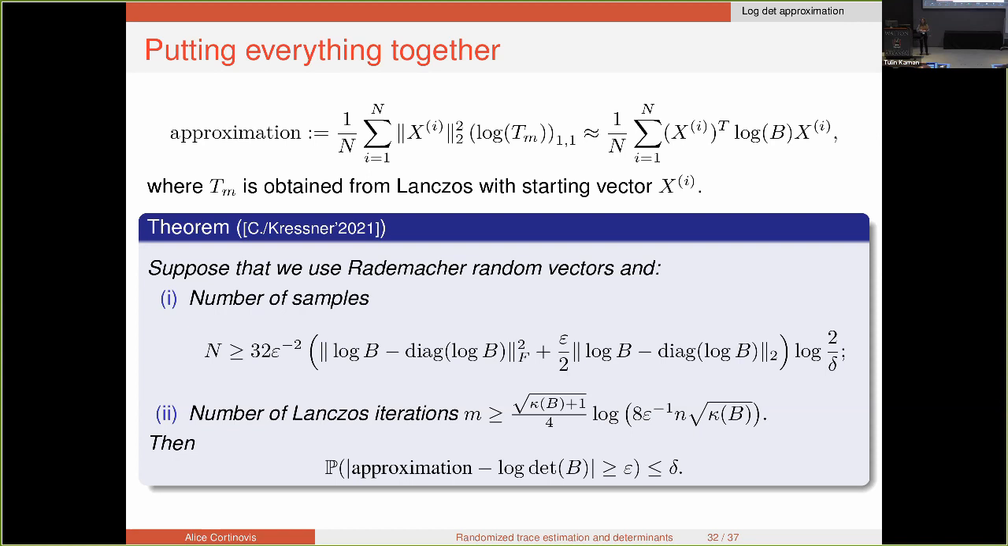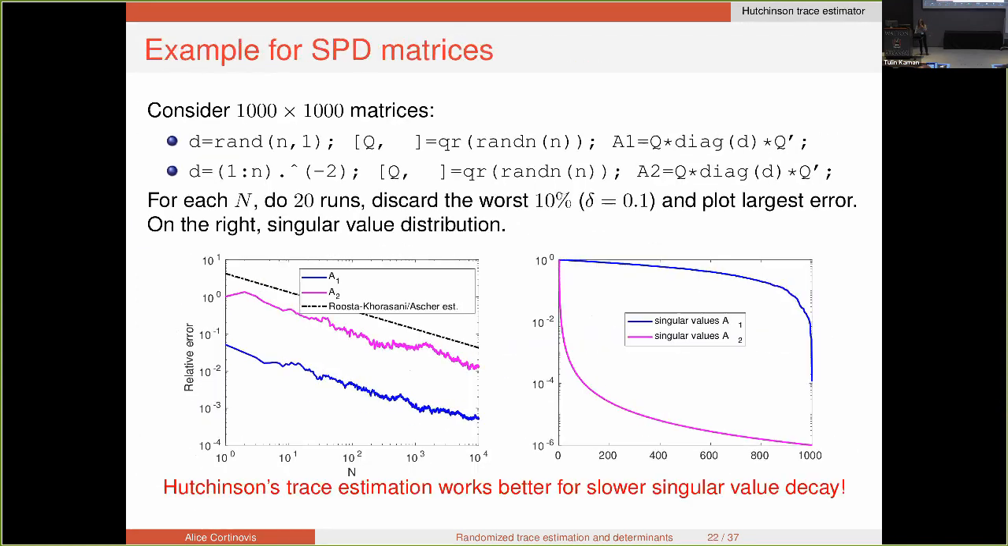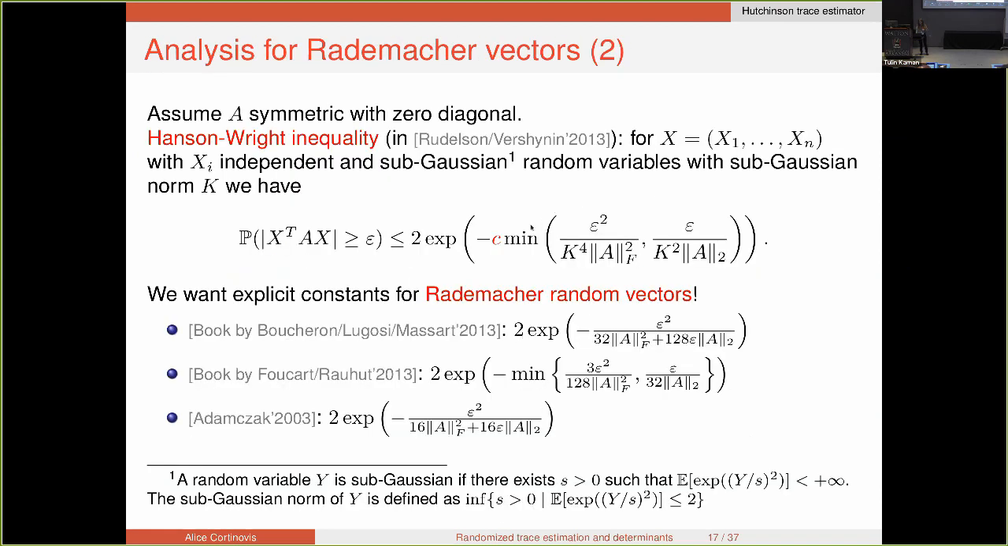For the second question, I focused really on Gaussian and Rademacher, but in general, you can get bounds for the Hutchinson trace estimator from this inequality here. If you know that for a certain kind of nice random variable you have a constant C, then you can automatically get a bound for the Hutchinson trace estimator. But I'm not aware of other specific results.